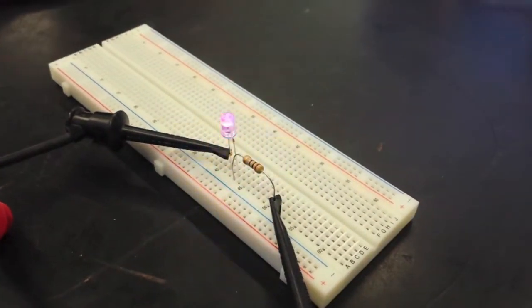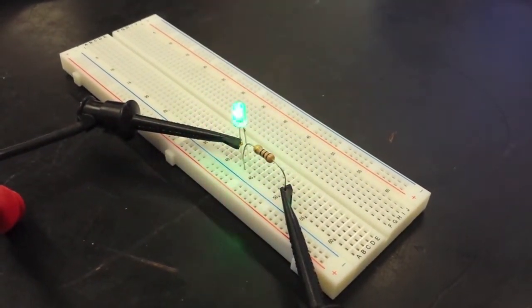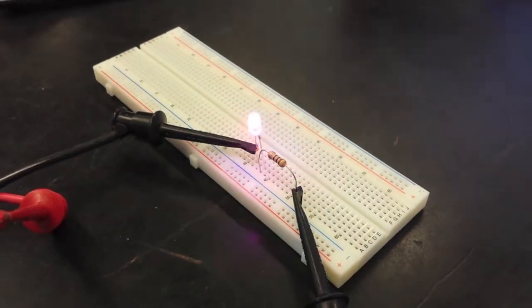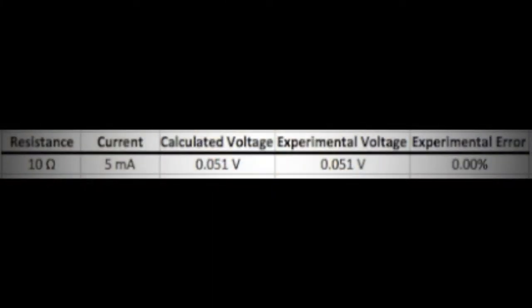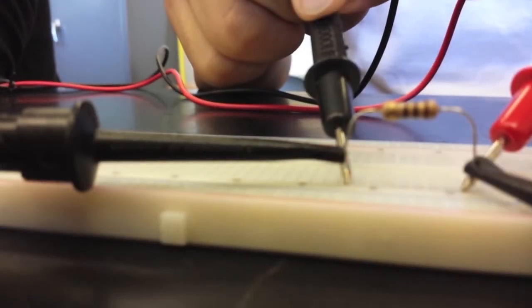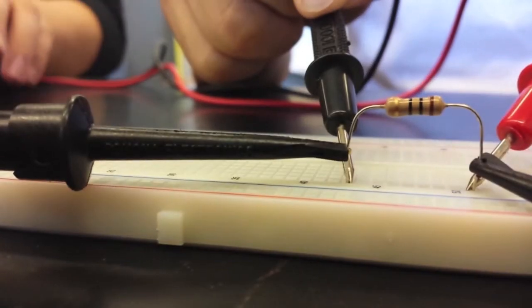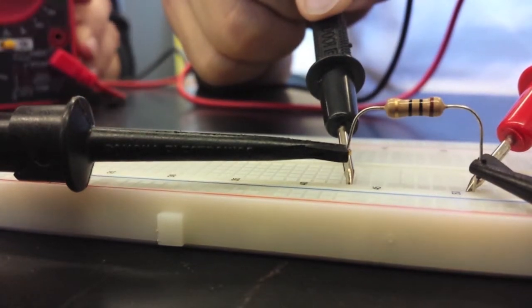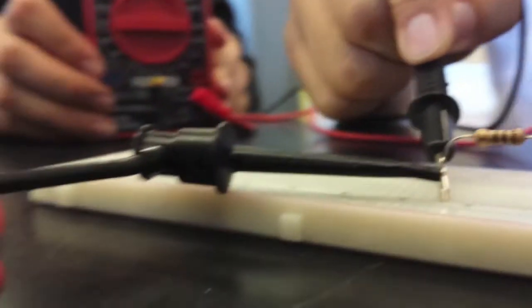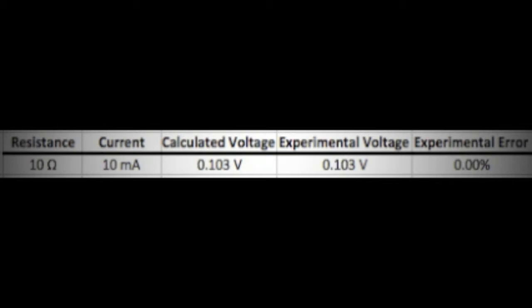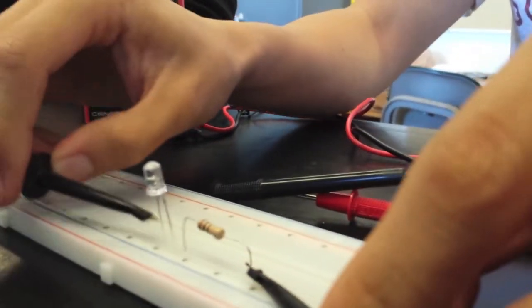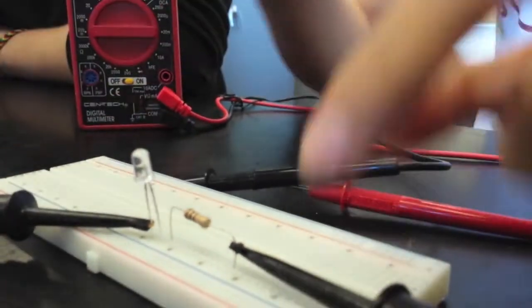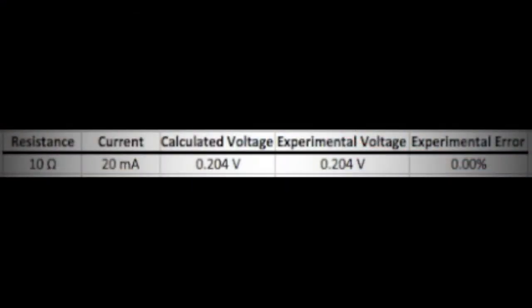We then performed a second experiment to test voltage. We used a 10 ohm resistor with 5 milliamps of current, which gave us a calculated voltage of 0.051 and an experimental voltage of 0.051. With the same resistor, we used 10 milliamps of current, which gave us a calculated voltage of 0.103 and a measured value of 0.103. Finally, with the same resistor, we ran 20 milliamps of current. This gave us a calculated voltage of 0.204 and a measured voltage of 0.204.